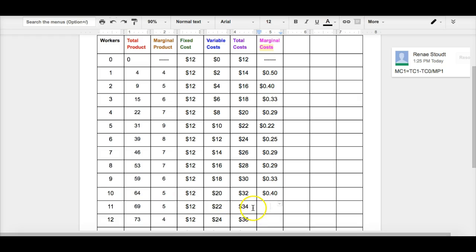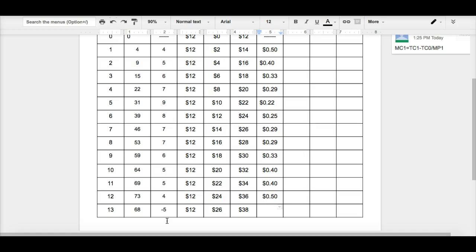For 11 workers, we're subtracting 34 minus 32, which is 2, divided by 5, which is another 40 cents. For 12 workers, we're subtracting 36 minus 34, which is 2, divided by 4, which is another 50 cents. And then the last one you can't do.